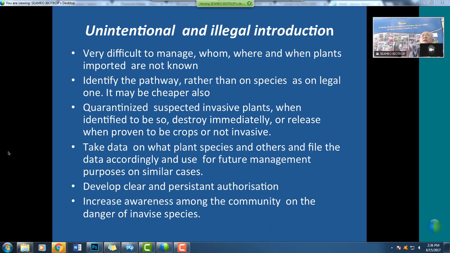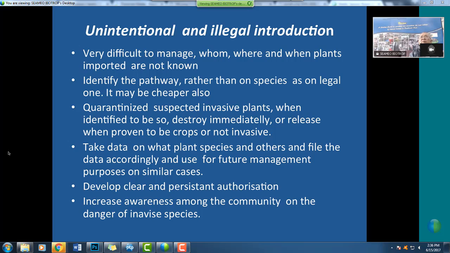But how about unintentional and illegal introduction? This is very difficult to manage. Whom, where, and when plants are imported are not known. So for this unintentional one, identify the pathway rather than the species, as in the legal one. It may be cheaper also. So it means that we have to identify the pathway rather than whether the species is invasive or not.